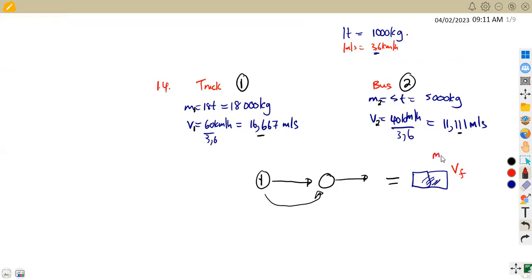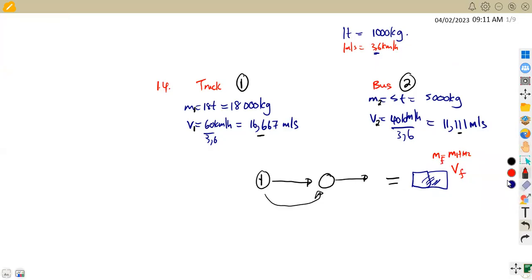And the mass is going to be the total of these two because they are combined together. So the mass is going to be the sum of the two, which is M1 plus M2, the mass of the truck plus the mass of the bus. So this is what you're going to have. So this is our final mass.